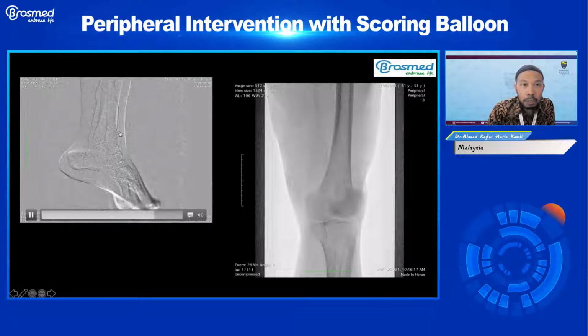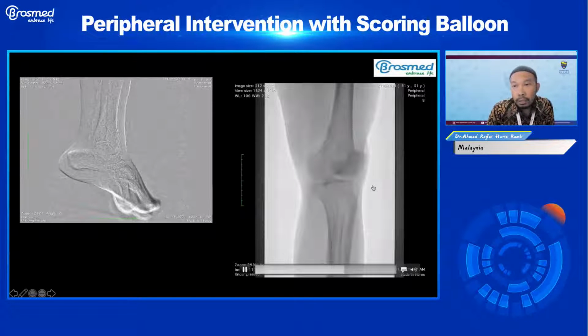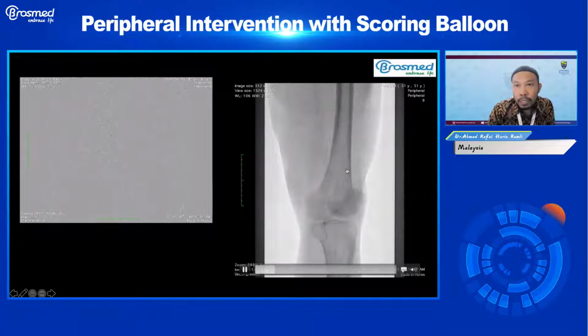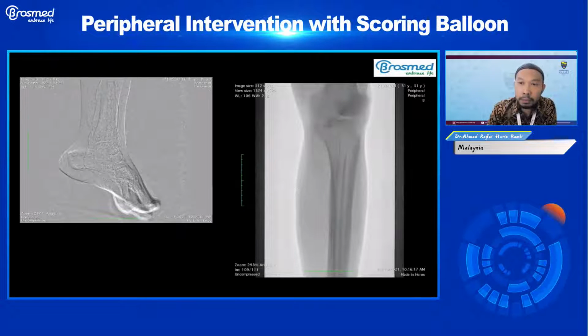So this is probably one of our earlier tri-wedge cases. We selected a relatively straightforward case. As you can see, our 014 wire just sailed through without any problem. We don't need to go subintimal or retrograde puncture.